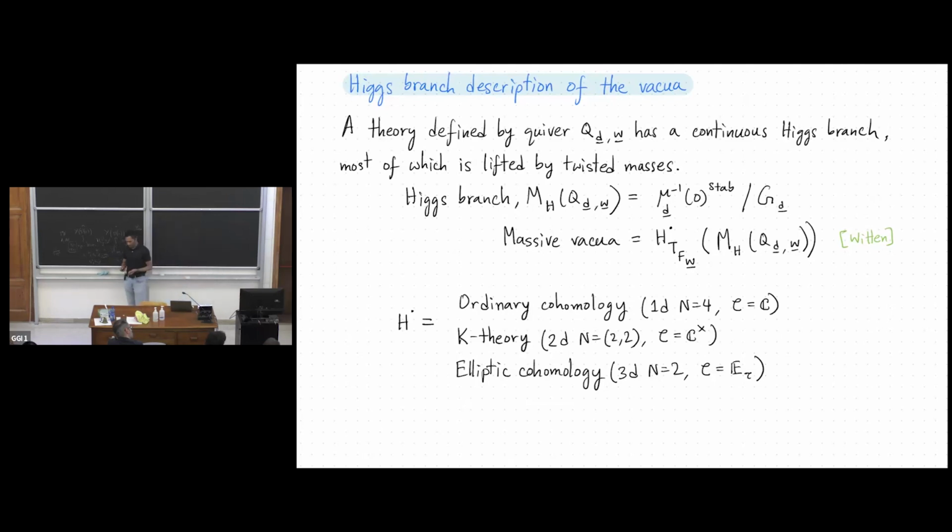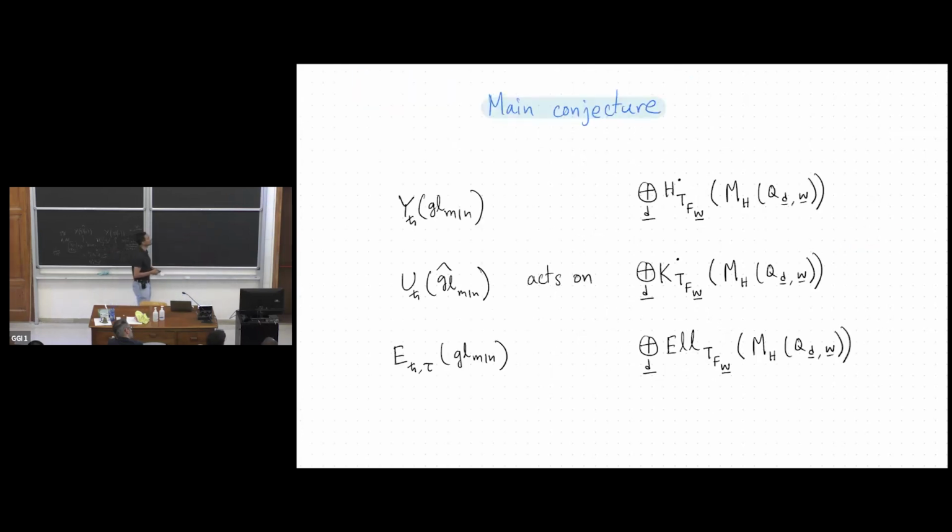The choice of the plane of the spectral parameter dictates which kind of cohomology theory I should consider, whether it's ordinary cohomology, K theory, or elliptic cohomology. All right, so what is the main point of the talk? The main point of the talk is that we have proposals for certain quivers, and if we consider their equivariant cohomology, the appropriate one, depending on which spectral curve we want.